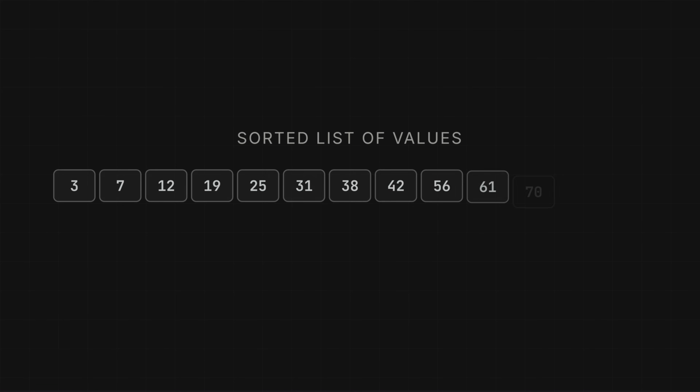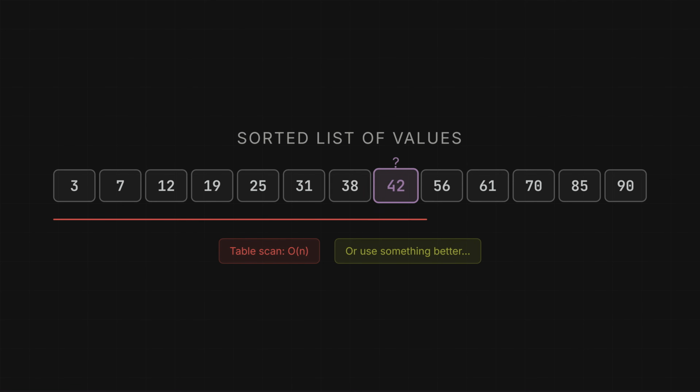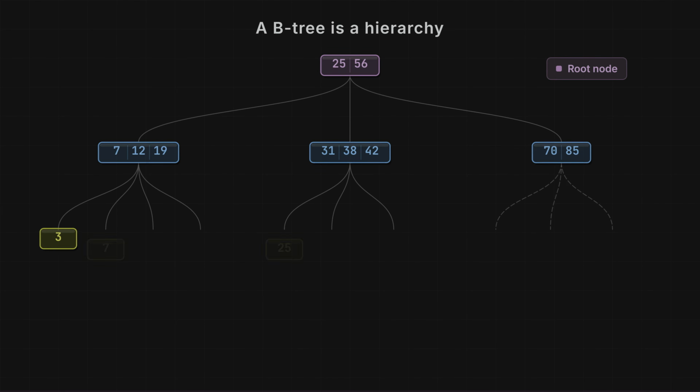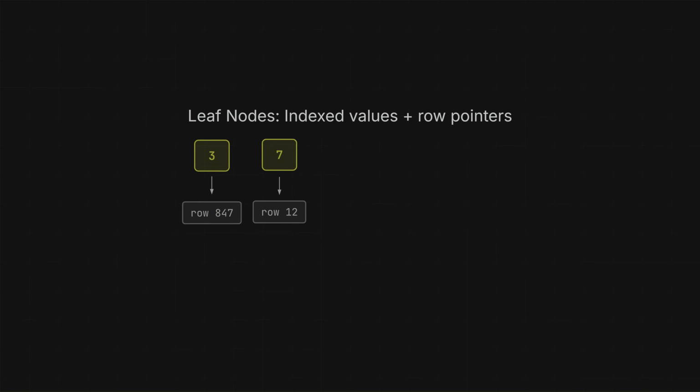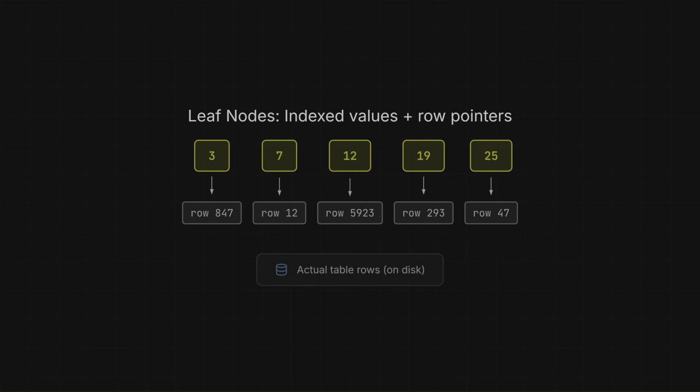Imagine a sorted list of values. To find 42, you could scan from the beginning. That's the table scan approach. Or you could use something better. A B-tree is a hierarchy. At the top, a single root node. That root points to a handful of child nodes. Those children point to more children until you reach the bottom layer, the leaf nodes. The leaves are where the actual indexed values live, alongside pointers back to the corresponding row in the table.